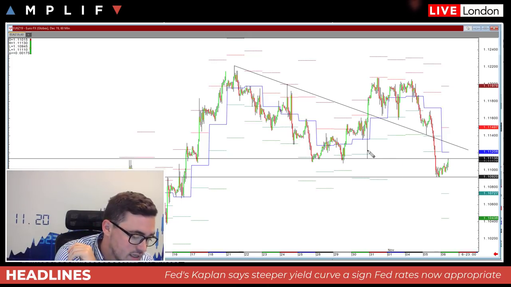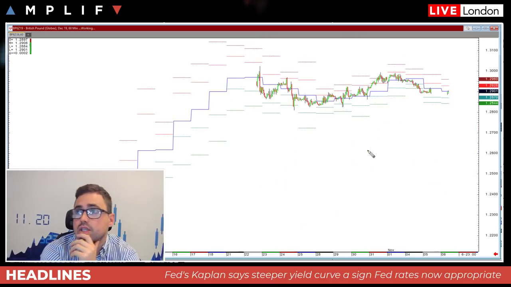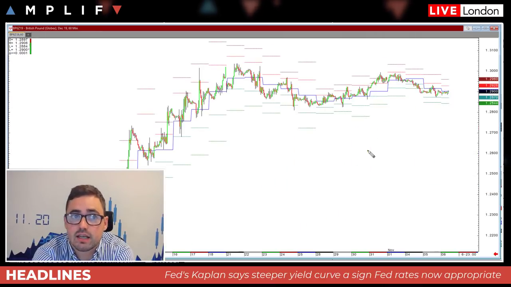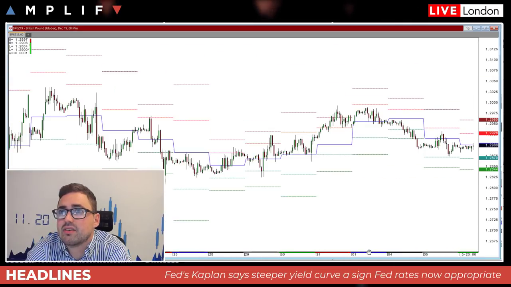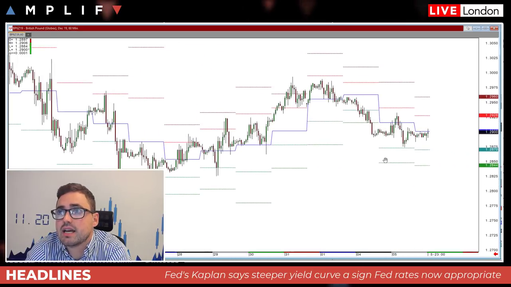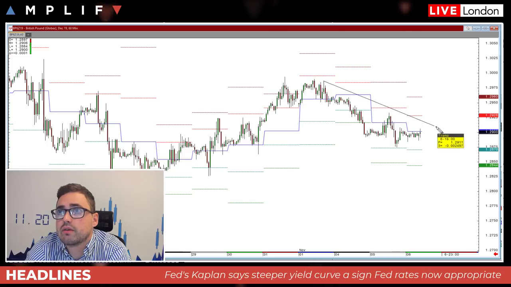Moving on to the pound, that is boring, I have to say, at the moment, waiting for opportunities to get in, and it's not really delivering as of yet. From a technical point of view, let's have a look, see if this trend line hasn't come into play just yet, which would be just above 129, the highs from yesterday evening.